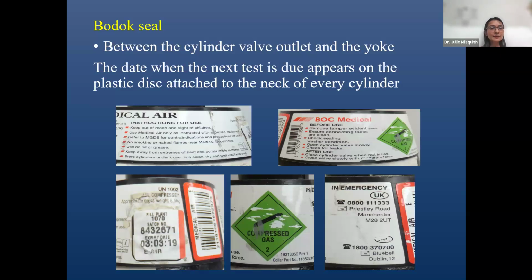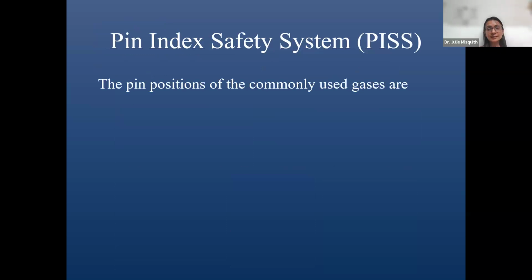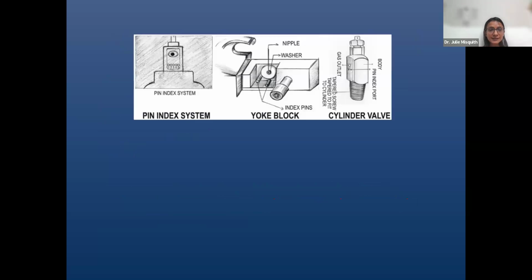Now, the next safety feature I'll be talking about is the pin index safety system. Now, the hanger yoke of the machines which support the cylinder have the pin index safety system, which prevents the attachment of the wrong cylinder to the yokes. The pin positions of the commonly used gases: for oxygen it is 2 and 5, nitrous oxide is 3 and 5, air is 1 and 5. Now, the presence and integrity of the pins should be visually checked before installing cylinders, as defects can make this feature useless.